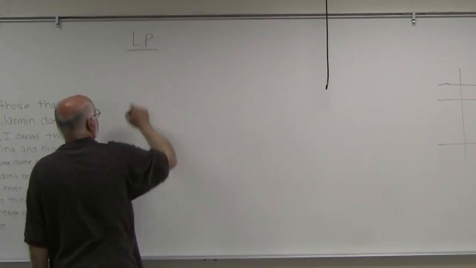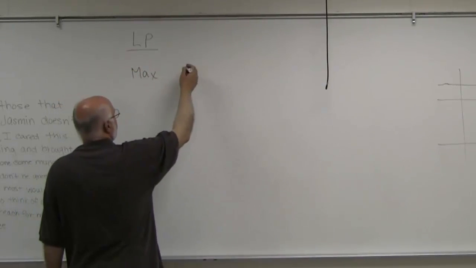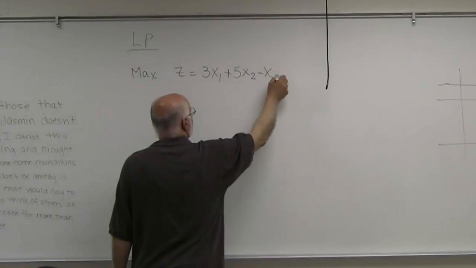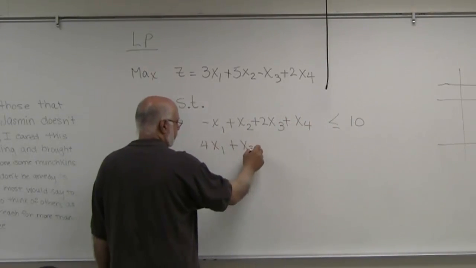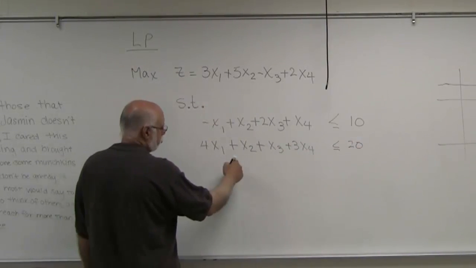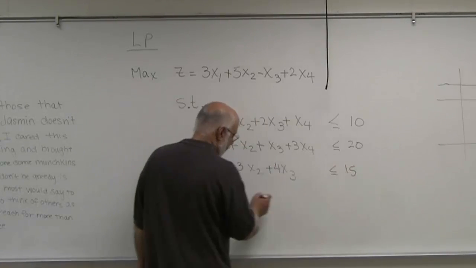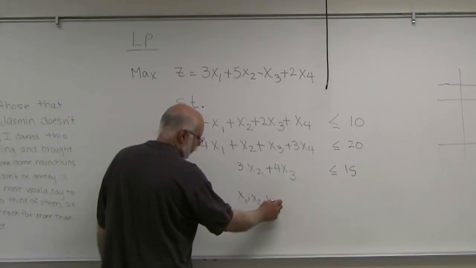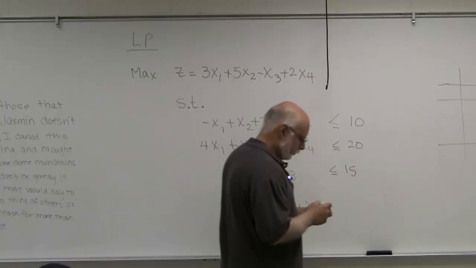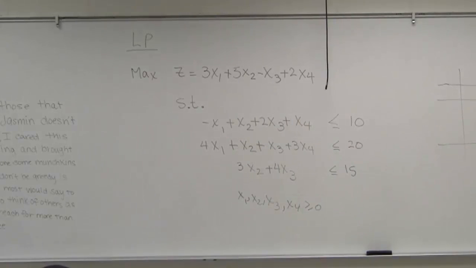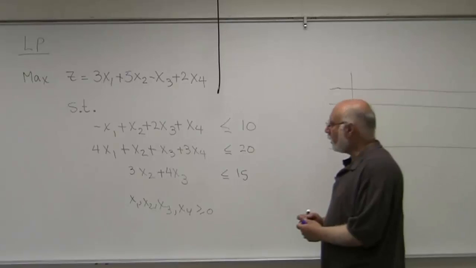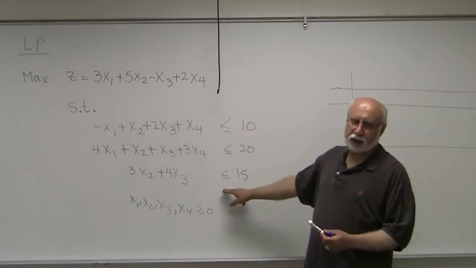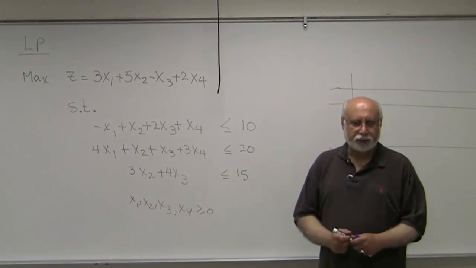So let's take an LP. We will do the standard maximization. Four variables, 3 constraints, all of them in the form of less than or equal, maximization. This is an example that we are doing. To put it into a standard form, we have to add S1, S2, and S3 here, with S1, S2, S3 greater than or equal to 0.